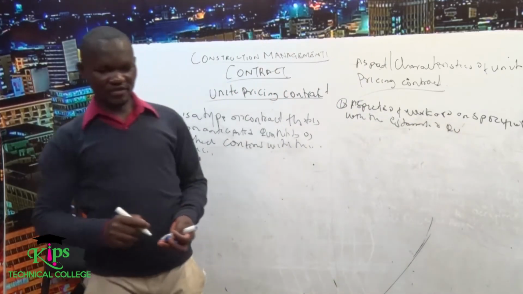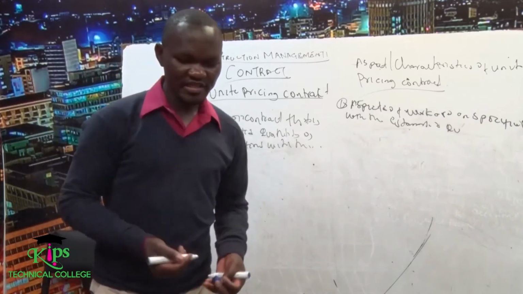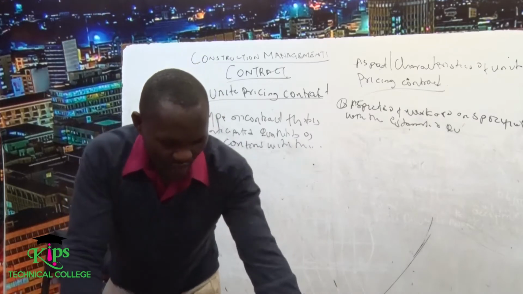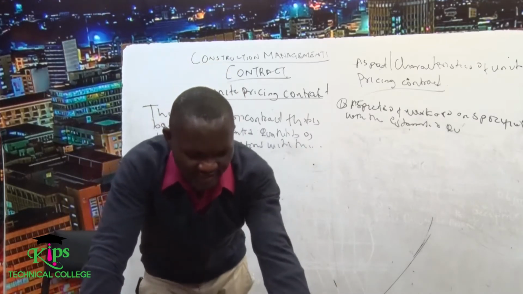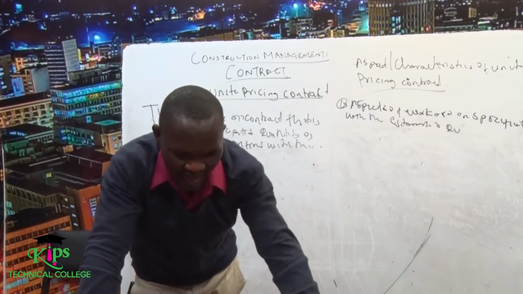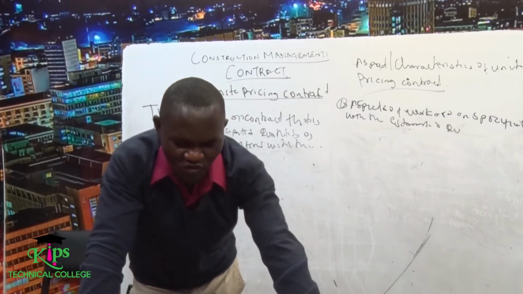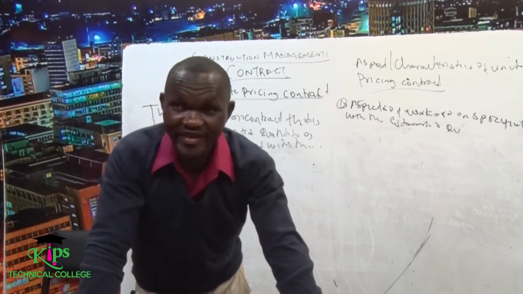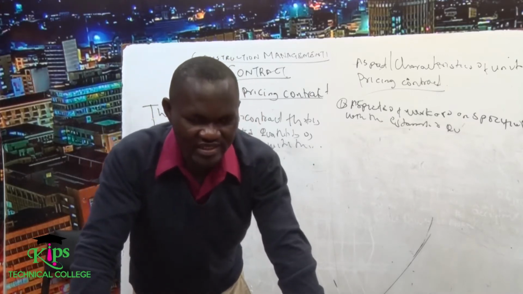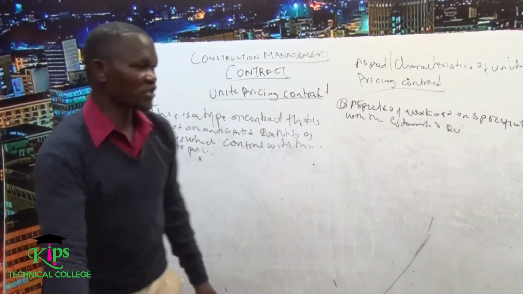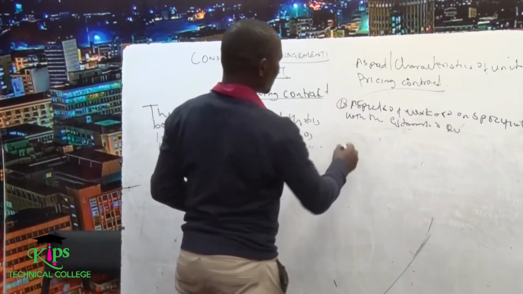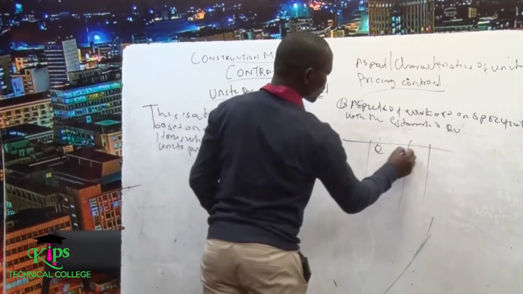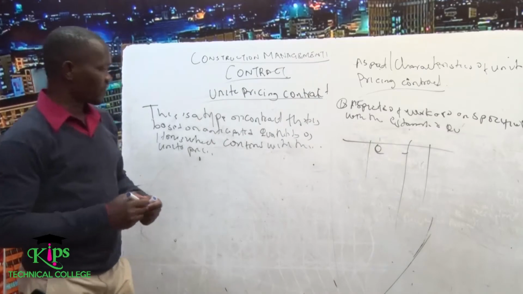Then another aspect: estimated quantities are surveyed by the architect or the engineer. Another feature: the contractor enters into unit prices against the estimated quantity. So the work of the contractor is just to give the prices of the quantities you are given in the bill of quantity. For example, when the consultant firm or the client has given you the quantities, you have to give the price of these items.